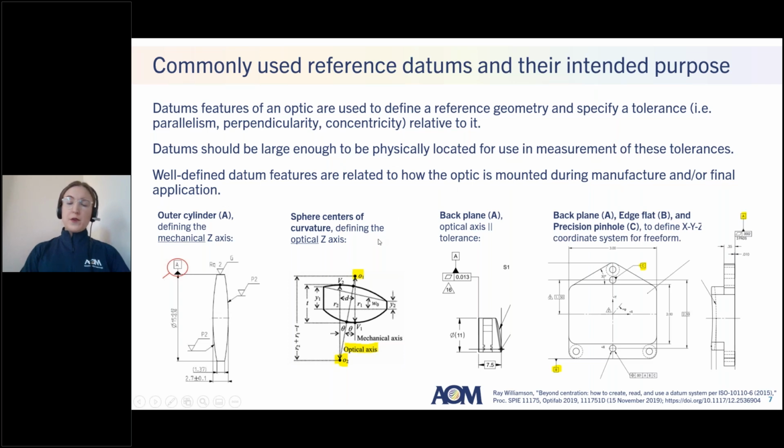And for freeform optics, it's not really enough to know just the z-axis location and orientation. We also need to know clocking. And so this is an example of a freeform, non-rotationally symmetric mirror. And in addition to the backplane, which helps us define our z-axis, we have an edge flat, which is datum B, and we have a precision pinhole datum C. And these two things help us define our X and our Y axis so that we can quantify clocking error with respect to those.